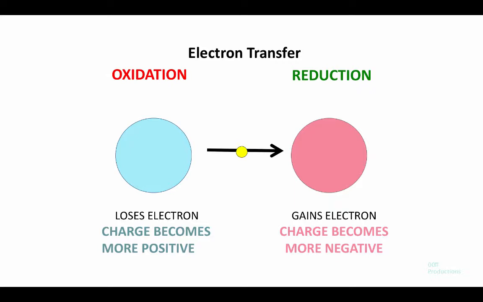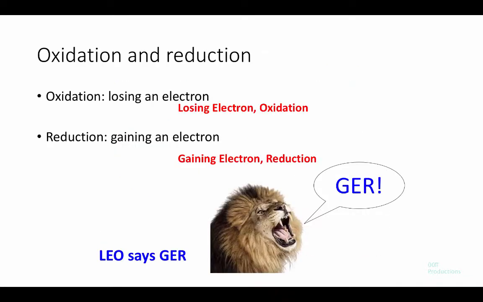Some people get confused as to which process is which. There are a couple of different ways you can remember. One is with a mnemonic. There are several of these, but the one that I like the best is Leo says grr. So remember there are two processes. One is Leo, so you can think of that as a lion, and the second we'll call grr, because that's pretty much what lions say. And so Leo stands for losing an electron is oxidation. Grr stands for gaining an electron is reduction.